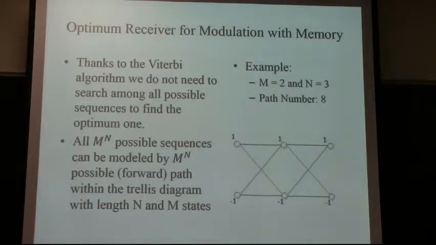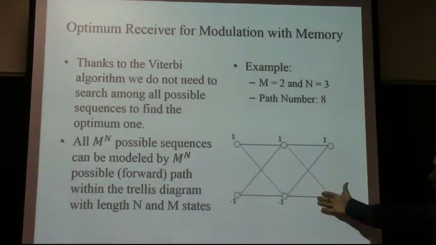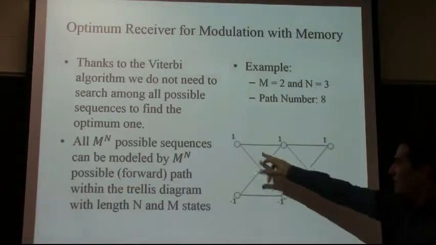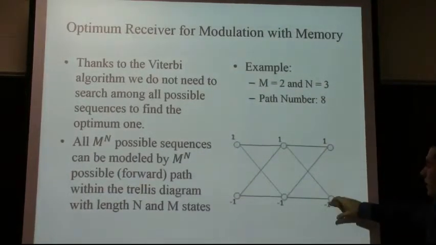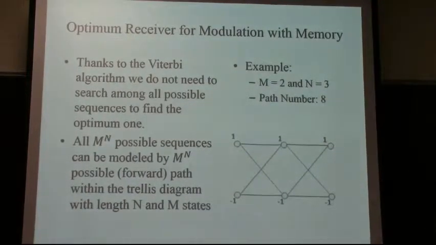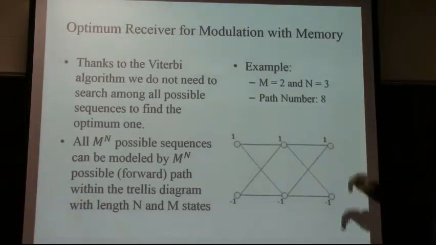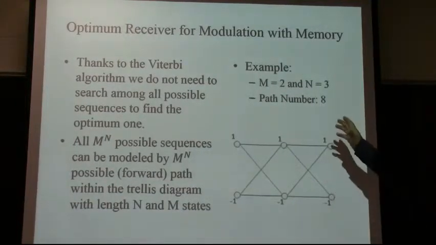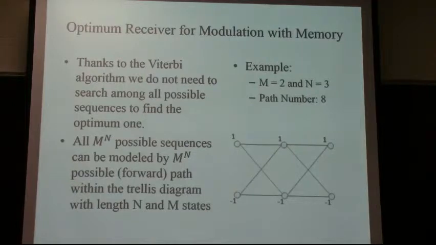We can model all m to the power of n possible sequences by a forward pass in a trellis diagram like this, with length n and m states. Here is an example. Suppose that m is 2, n is 3, a simple one.